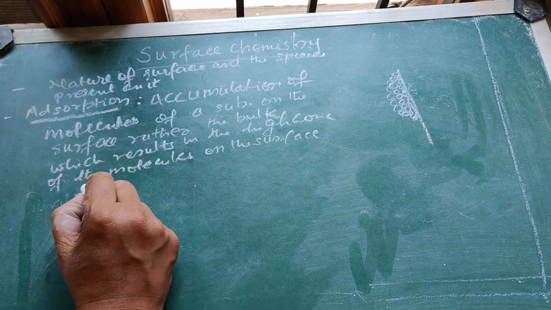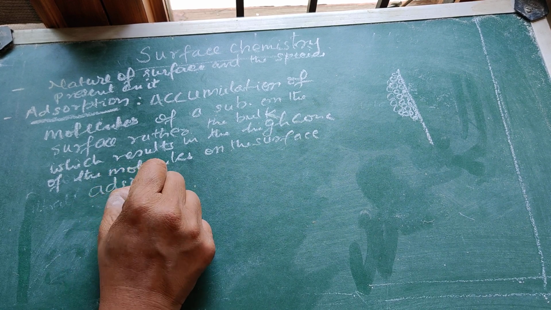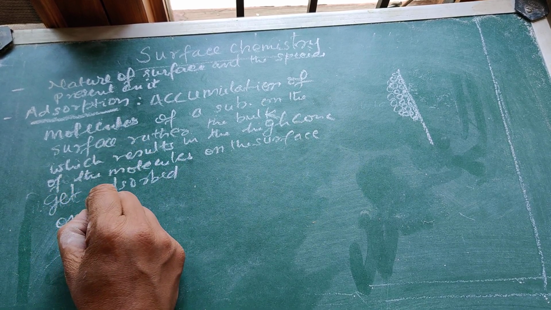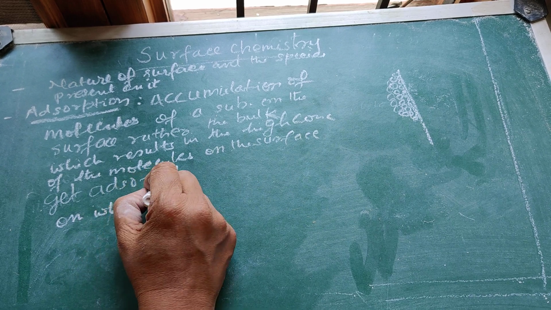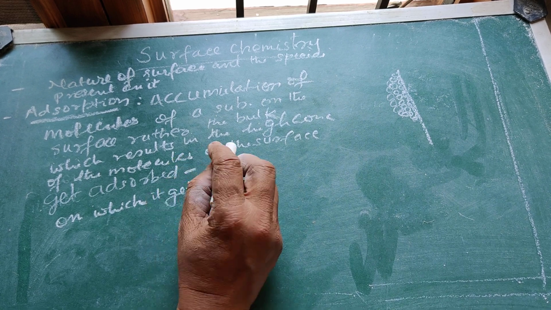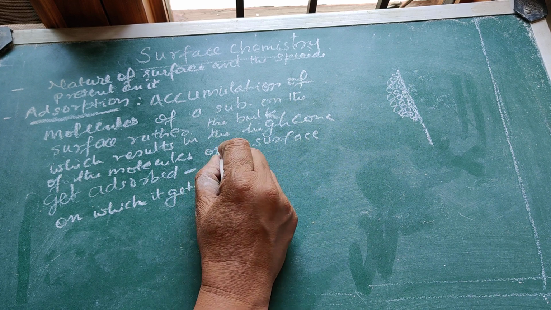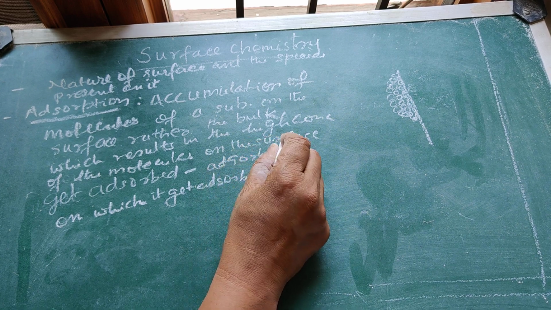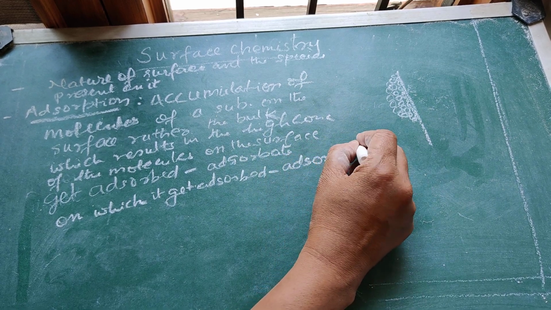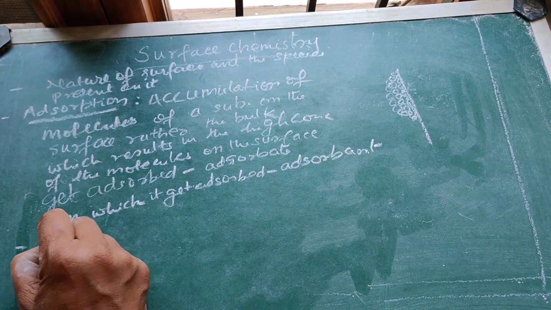Now two things are there here. The substance which gets adsorbed is known as the adsorbate, and the one on which it gets adsorbed is known as the adsorbent. The reverse process is known as desorption.